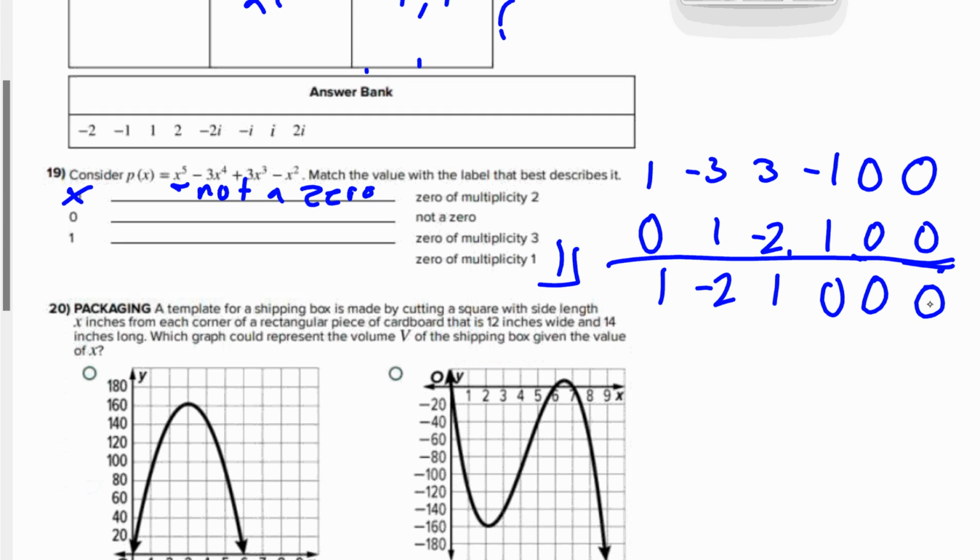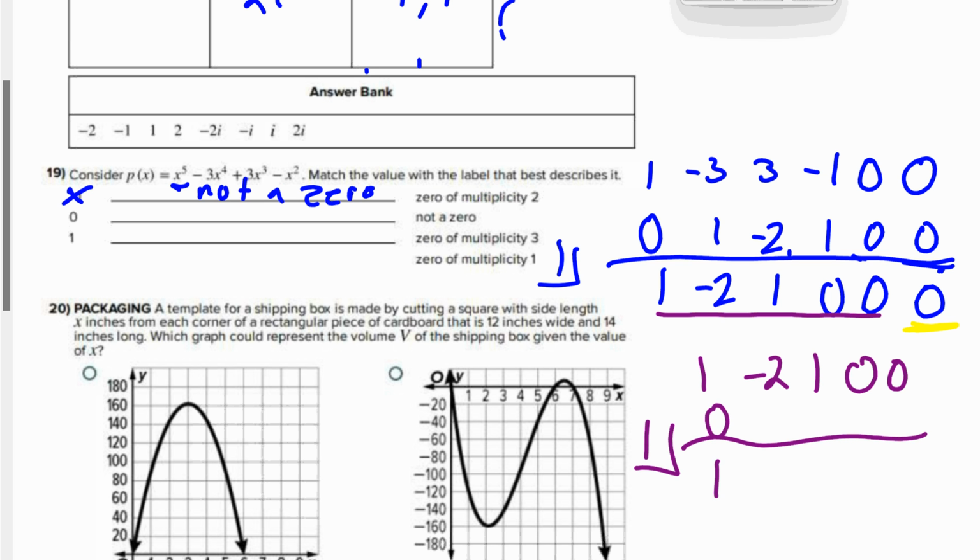So now I just drop a 0 off. So I just take this last 0 and drop it off. Use these coefficients as my new ones, and then run 1 through again. So 1, 1, -1, -1, 0, 0, 0, 0, 0. That means 1 worked twice.